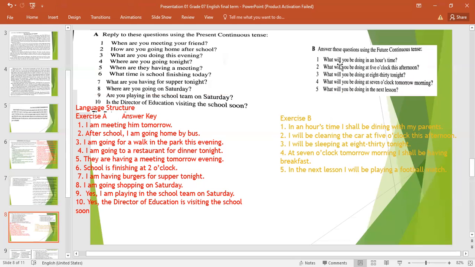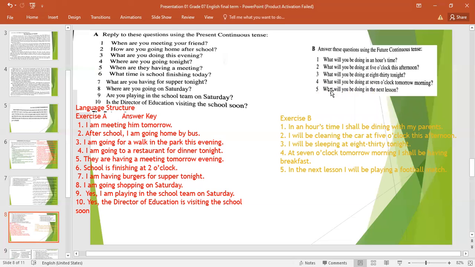Number two, what will you be doing at 5 o'clock this afternoon? The answer is, I will be cleaning the car. This is future continuous. I will be cleaning the car at 5 o'clock this afternoon. Number three, what will you be doing at 8:30 tonight? The answer is, dear students, I will be sleeping at 8:30 tonight. Will be sleeping, this is future continuous.